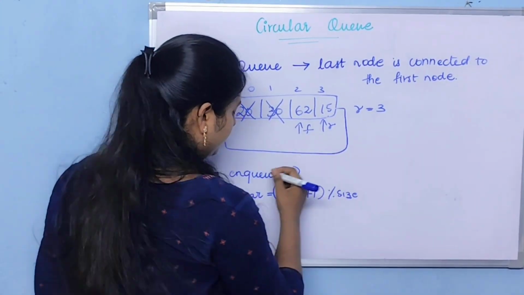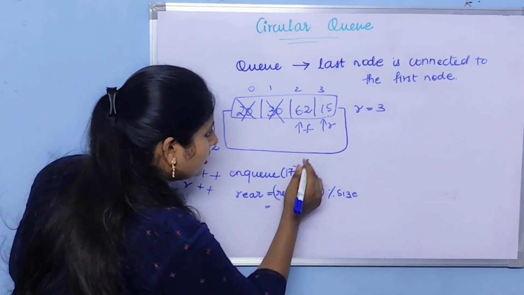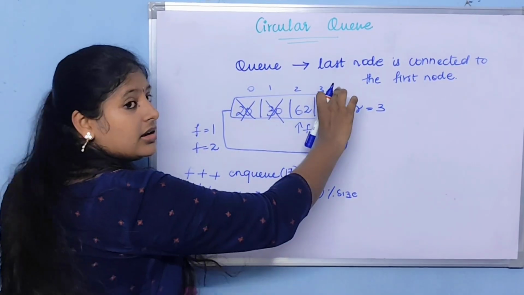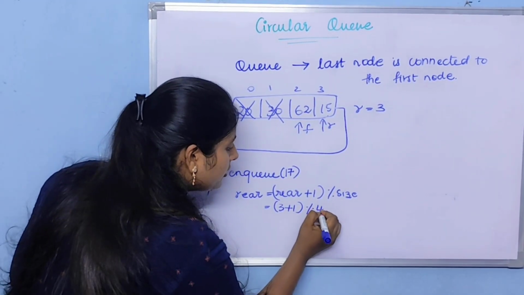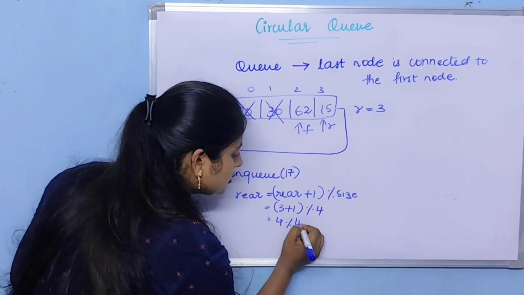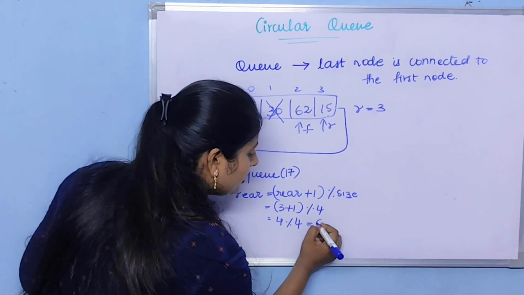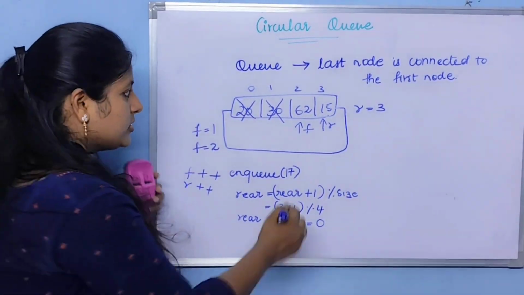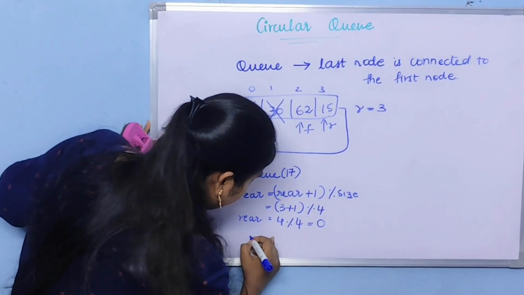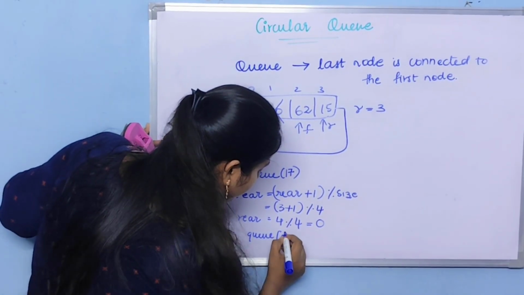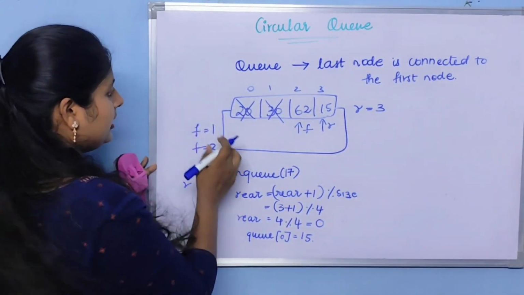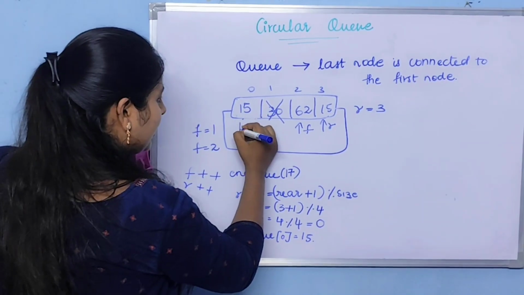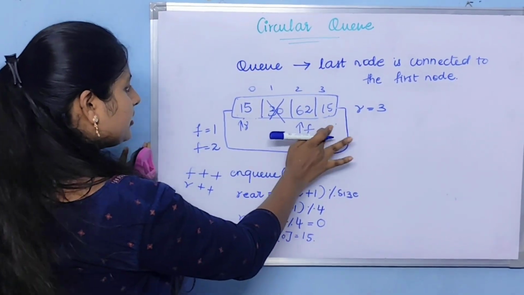So for this, what did I tell you to do? Rear equals rear plus 1. What is my rear? 3 plus 1. What is the size? 4 mod 4. 4 mod 4 equals how much? Remainder 0. Now rear equals 0. So now the new element will be added at Q of 0 equals 17. So now my rear is pointing to this element.